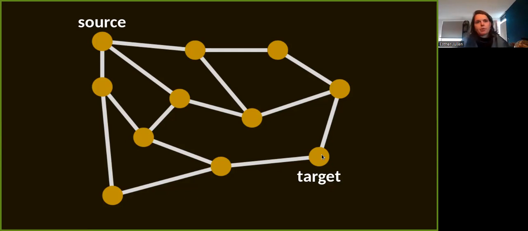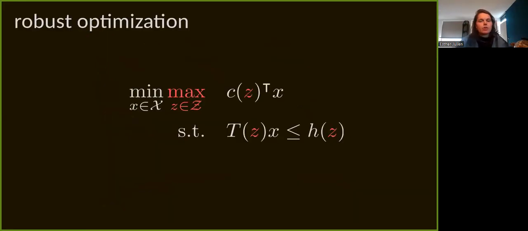Let's see this graph in which you want to find the shortest path from the source to the target. For example, this could be the shortest path. But maybe there's a traffic jam or something happening. So there's uncertainty, and then you maybe would like to go in via another path, like this. One way of solving these kinds of problems under uncertainty is with robust optimization, in which you solve for the worst case scenario.